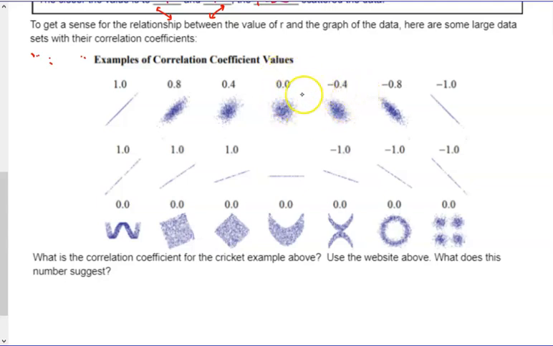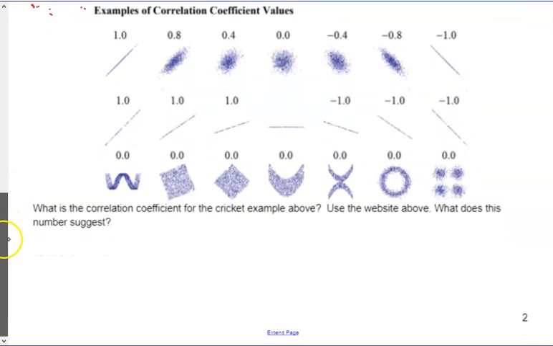So the closer you get to 0, the more scattered that it gets. The closer you get to -1, the tighter it is in line. Likewise, when you have a positive, this is closer to 0 than 1, therefore it's not as tight. We're getting tighter here with 0.8 and with a 1. So what is our correlation coefficient for our cricket example above?